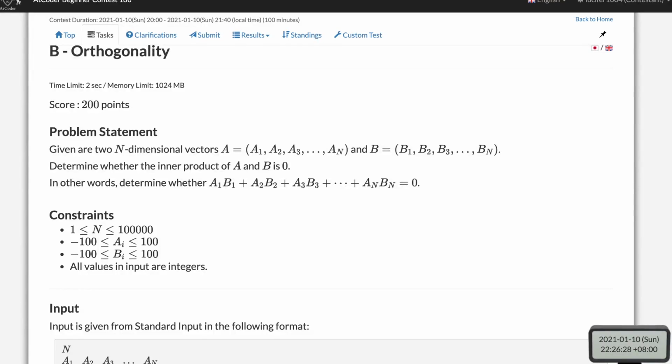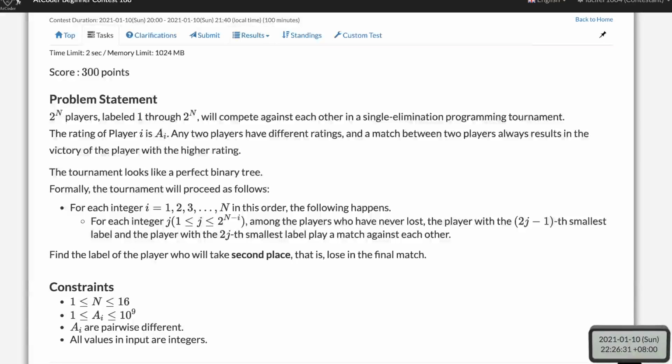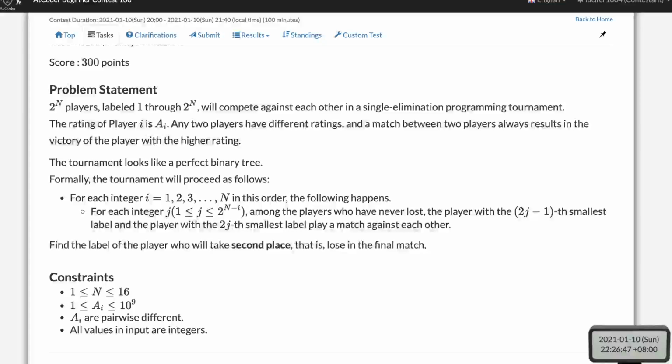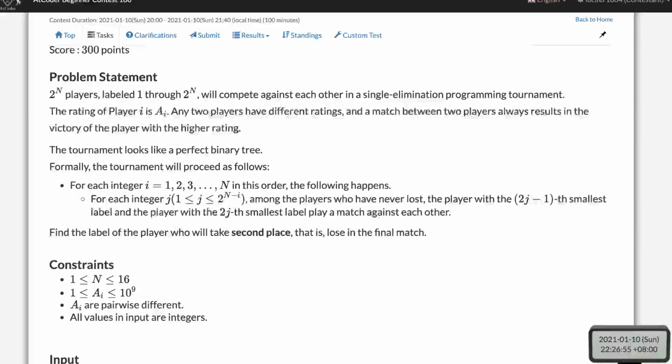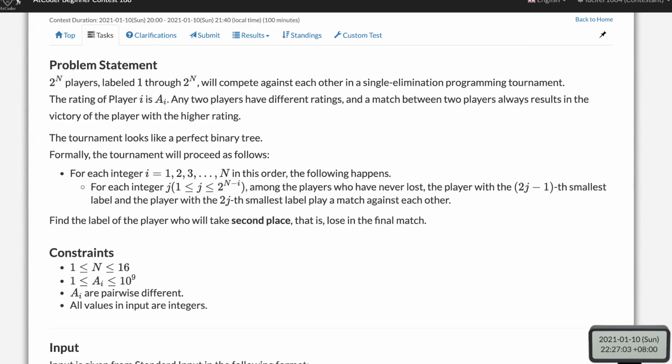Now problem C, ABC tournament. There are 2 to the nth power players labeled from 1 to 2 to the nth power, and each of the players has a rating, and any 2 players have different ratings. A match between 2 players always results in the victory of the player with a higher rating. And we need to find the player who will take second place, that is, who will lose in the final match.